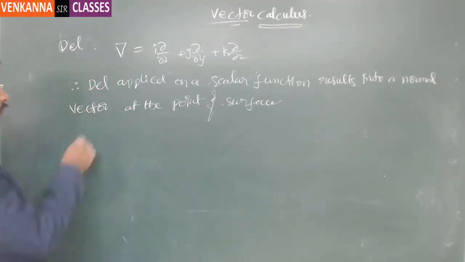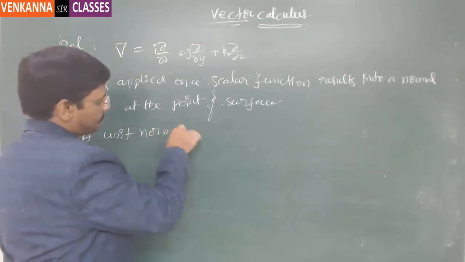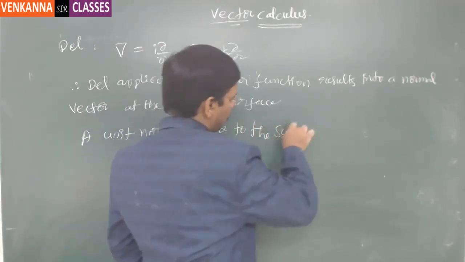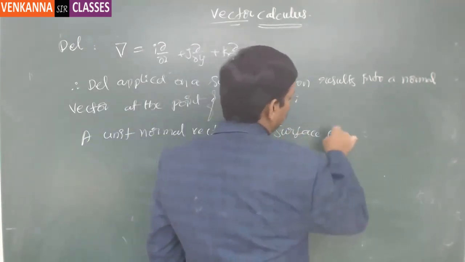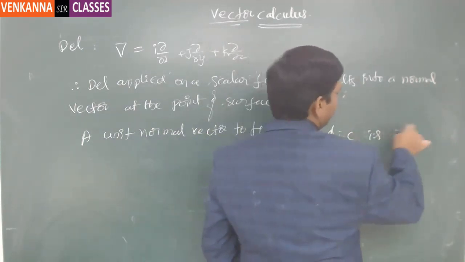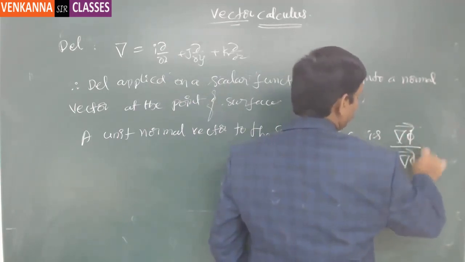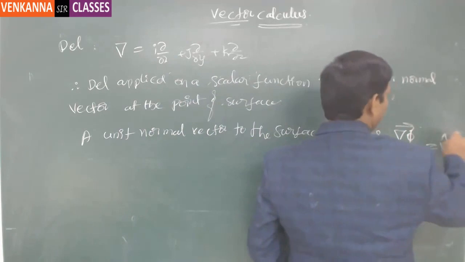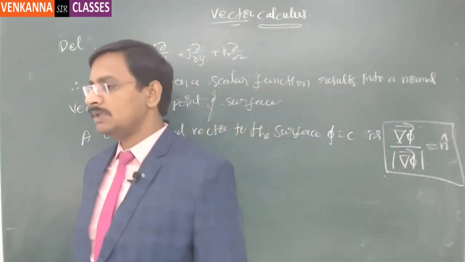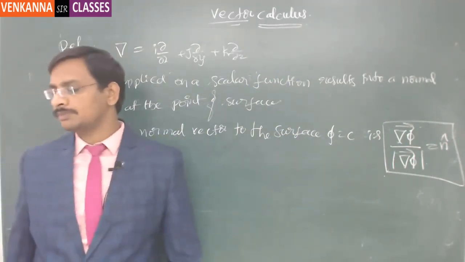If you want to find a unit normal vector to the surface phi equal to constant, it is del phi divided by mod of del phi. So del phi is a vector, mod del phi is the magnitude, and this is the n cap. This is the important concept we need to understand: del phi by mod del phi is equal to n cap. You can note this down.